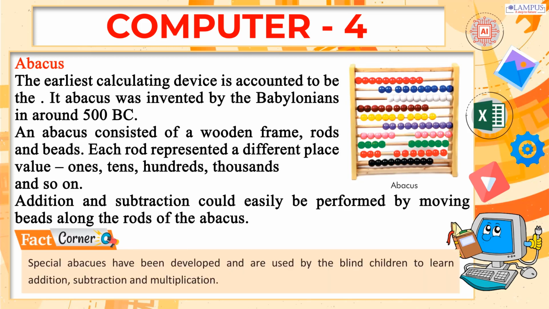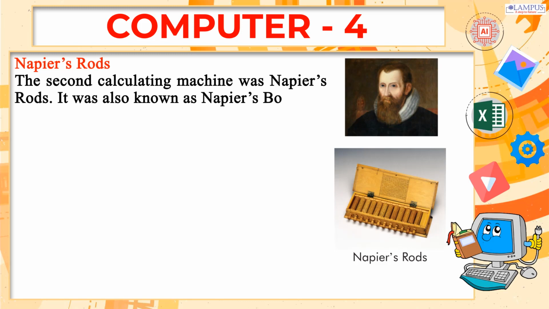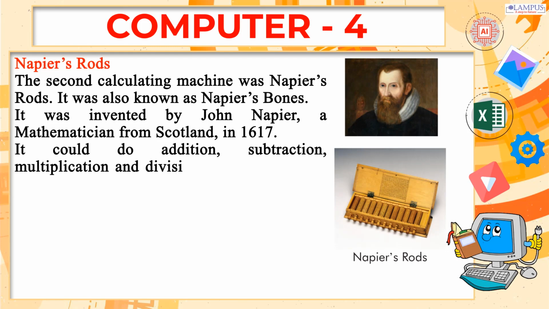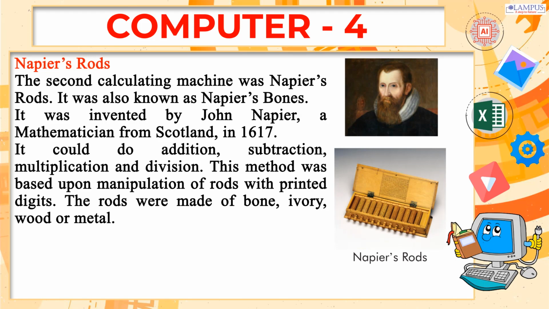Abacus. Fact Corner. Special abacuses have been developed and are used by the blind children to learn addition, subtraction and multiplication. Napier's rods. The second calculating machine was Napier's rods. It was also known as Napier's bones. It was invented by John Napier, a mathematician from Scotland, in 1617. It could do addition, subtraction, multiplication and division. This method was based upon manipulation of rods with printed digits. The rods were made of bone, ivory, wood or metal.